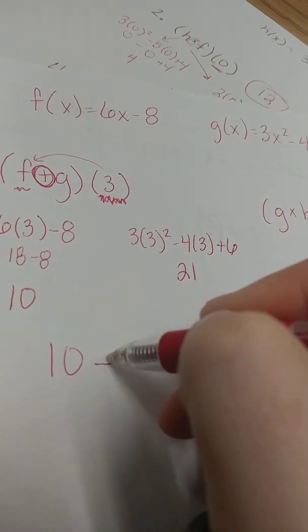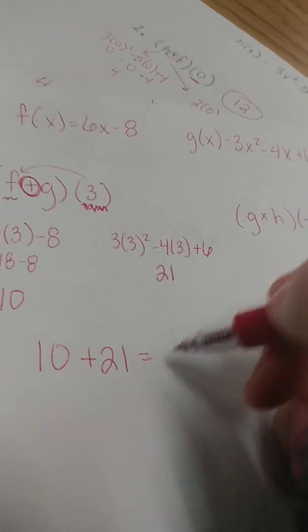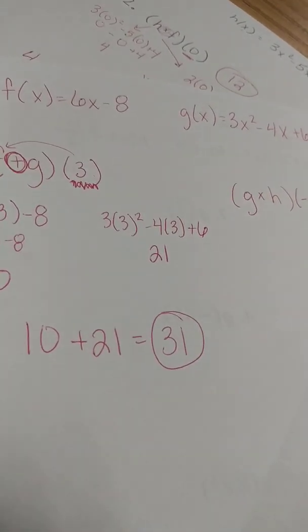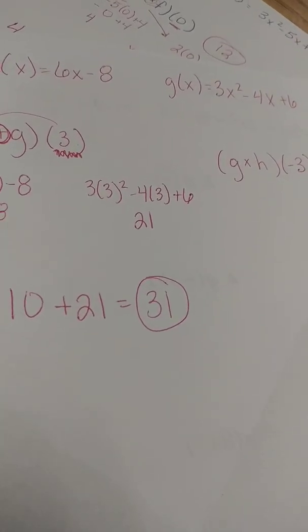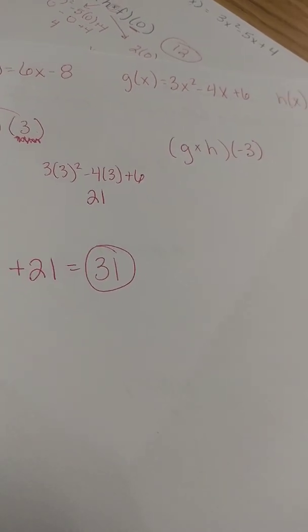So we're going to take 10. We're going to add 21 to it. The answer would be 31. That's it. Please don't do any extra math that you don't have to do. Please just plug in and combine.